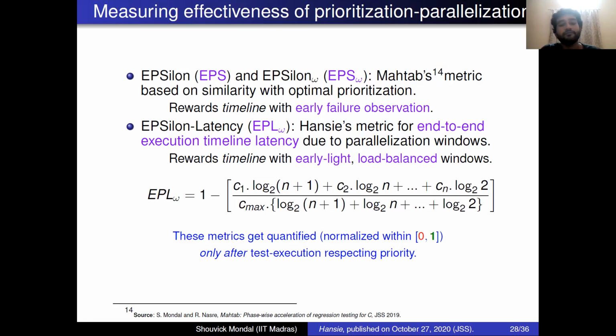So the windows that are very light, they don't have that much load imbalance inside. They are lightly loaded, quick, short-running windows, and if they occur early in the timeline, in the prioritized sequence combined with parallelization, that is given much more weightage. So the highest weightage is given to the first window, and then there is a diminishing log weightage.